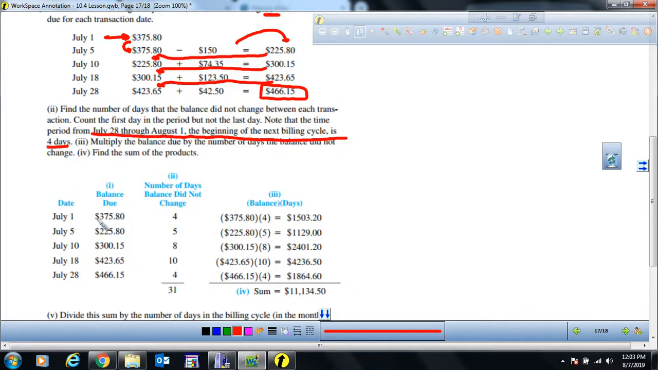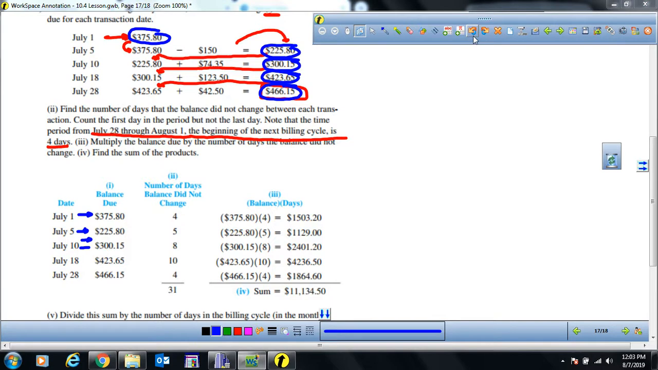Okay, so first I'm going to do that here in the table. You see, for example, July 1st, this was the balance. They're just copying this number. July 5th, it was this. July 10th, it was this. July 18th, it was this. July 28th, it was this. Okay, those are the balances due that we calculated in the previous table, just adding to the previous balance as she was using the credit card every day.